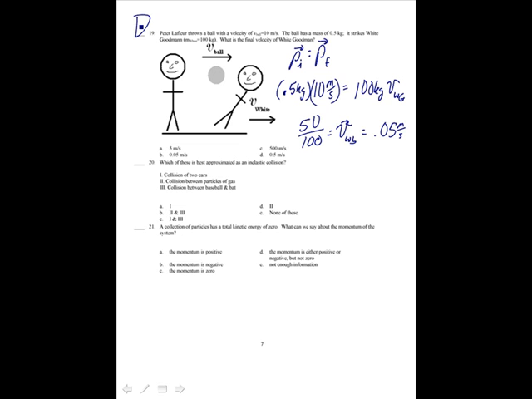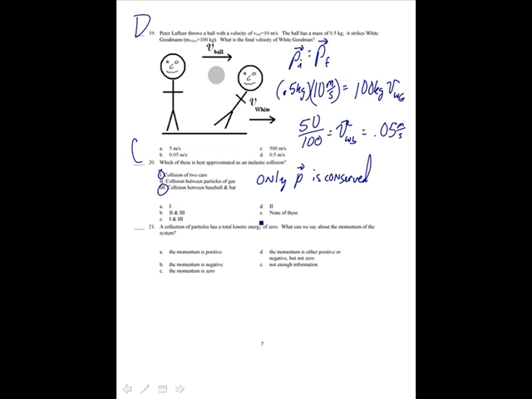That's D. Which of these is best approximated by an inelastic collision? The collision of two cars is inelastic, and so is the collision between a baseball and bat. Remember, in this case, only momentum is conserved, not energy. So 1 and 3, that is C.